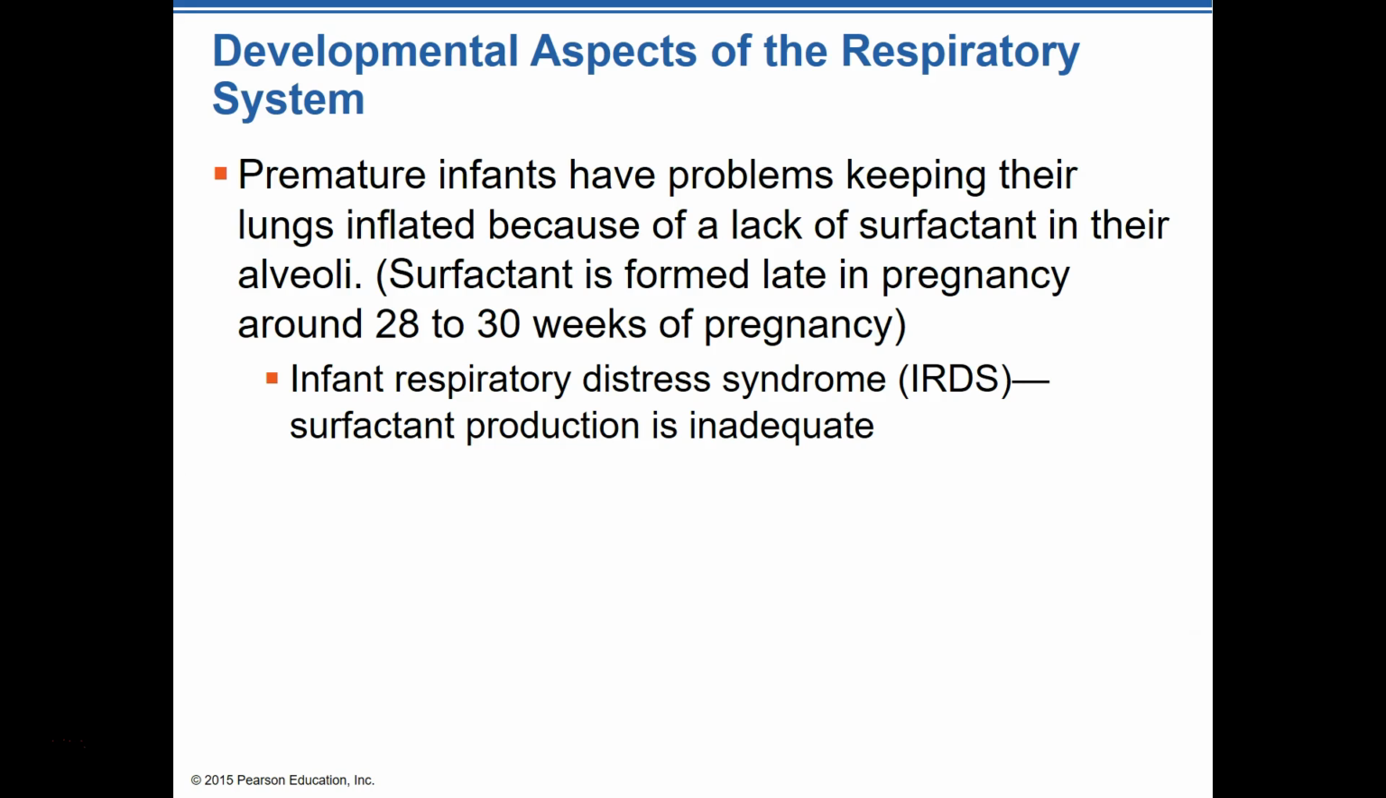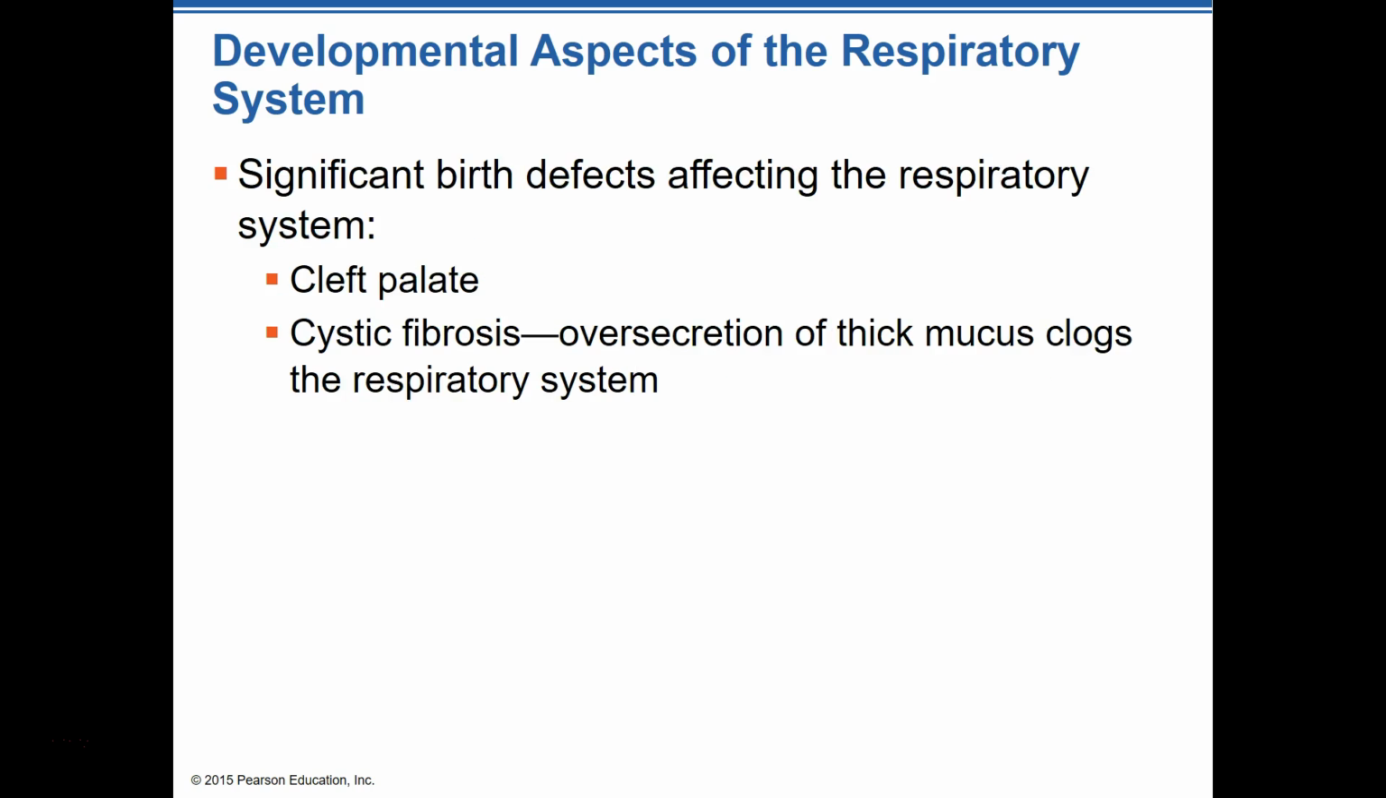There are some things that we need to consider in the developmental phases of the respiratory system. Usually the lungs are one of the last things to develop in babies. So if they're preemies, their lungs don't stay well inflated because of the lack of surfactant in the alveoli. It hasn't been created yet. That surfactant comes in late in pregnancy. Infant respiratory distress syndrome is where the surfactant that the baby's producing is inadequate, and that's going to create a lot of problems.